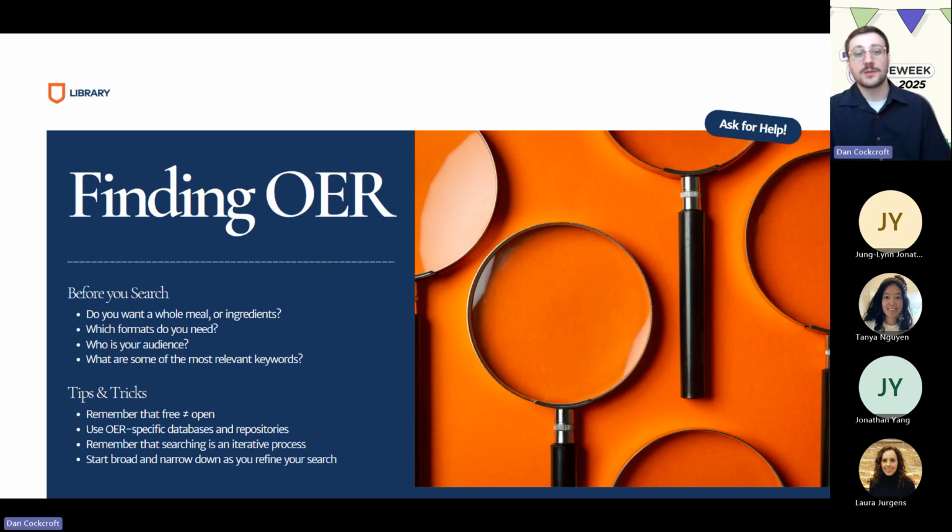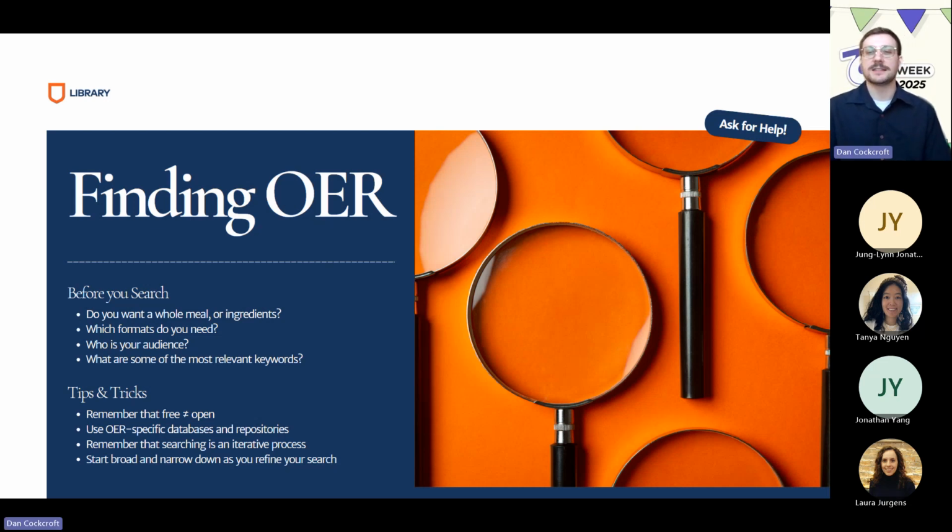Other tips and tricks include that free does not equal open, like we mentioned before. So just because you find it on the internet and can read it and download it does not mean you are allowed to use that in your course. Also use OER-specific databases and repositories. So I want to give you a few examples of those. There's lots out there, but some of my favorites.